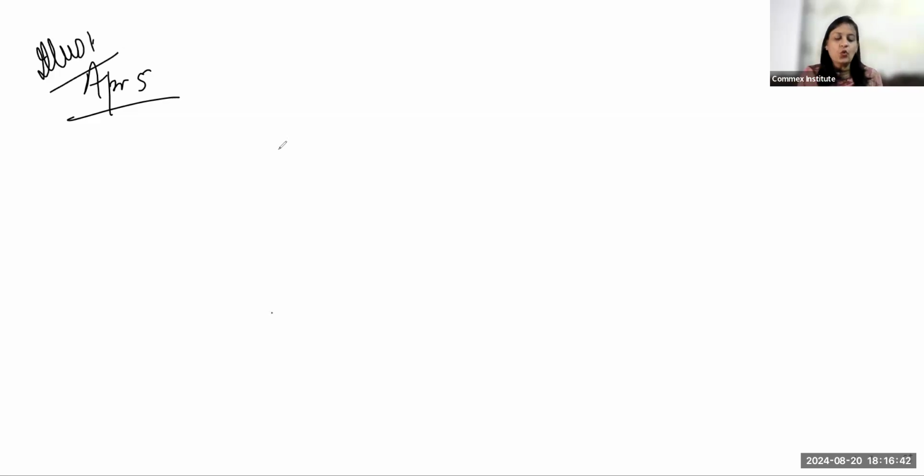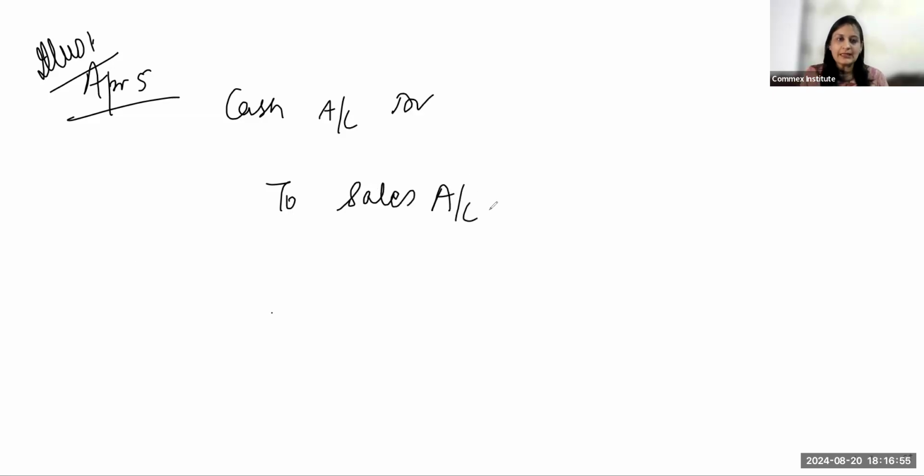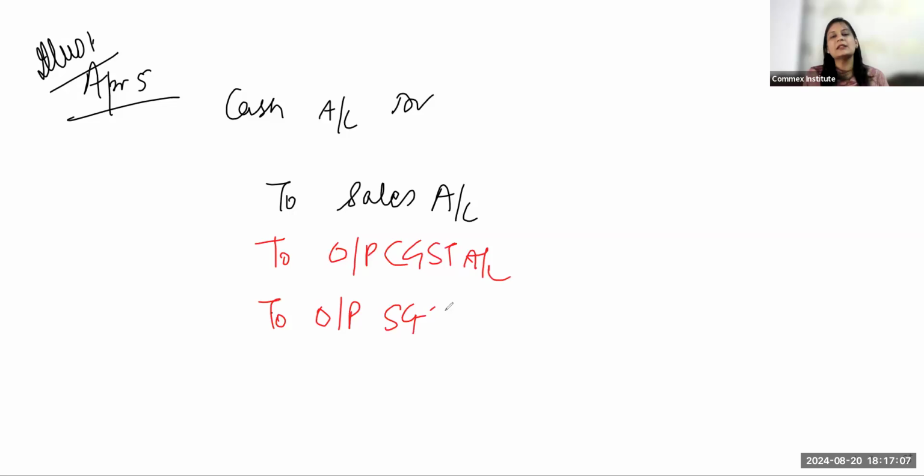So April 5 is sold goods for cash, 8,000 plus CGST SGST. So we'll pass the normal entry and then we'll see how we do it. The normal entry is cash account debit to sales. This is the normal entry for sales. Now here, because GST is involved, we are going to put output GST. So to output GST, CGST, and to output SGST account.